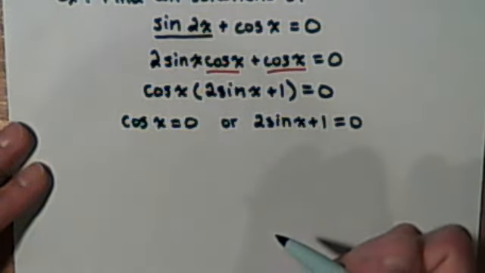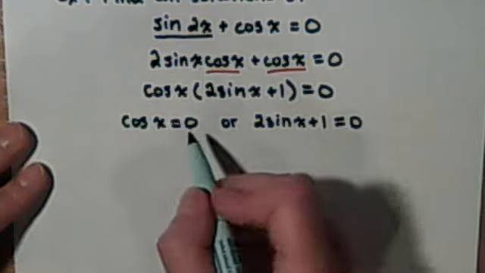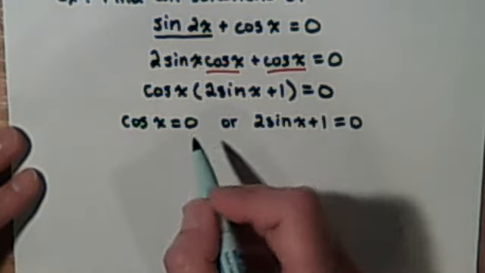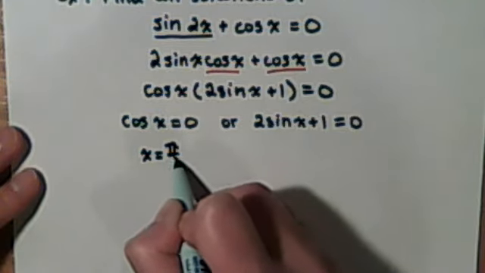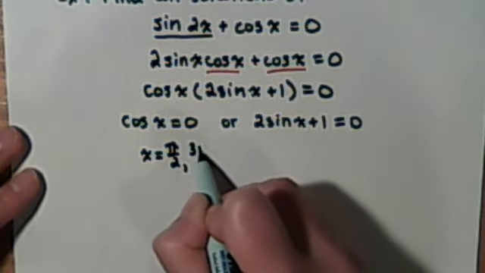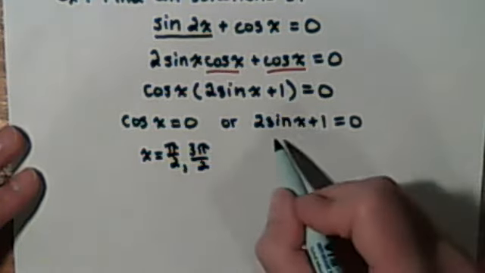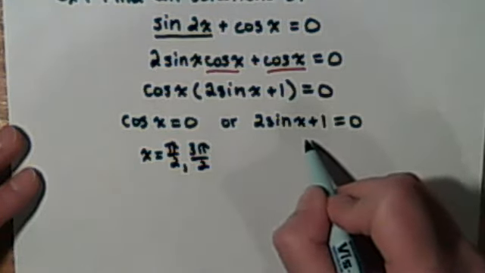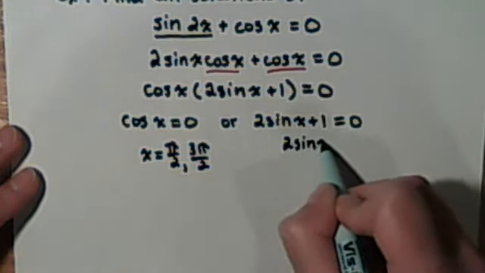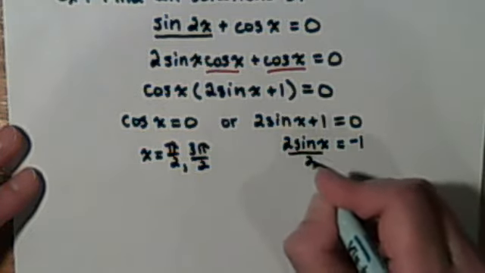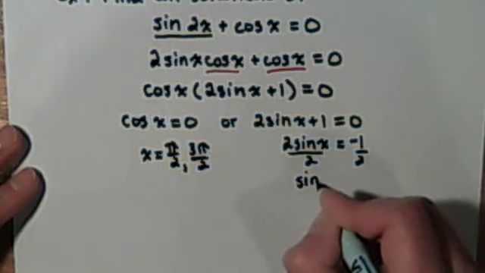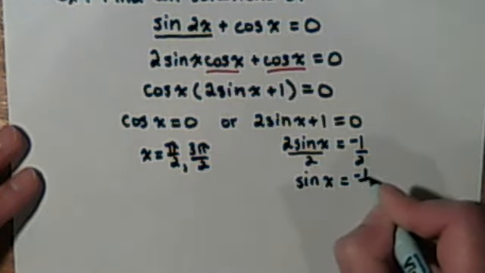Now, when does cosine of x equal 0? Well, again, there's two spots where it equals 0. That's at x equals pi over 2, or at 3 pi over 2. And what about 2 sine of x plus 1? Well, I need to solve that for sine first of all. So if I move the 1 over, I get 2 sine of x is equal to negative 1. If I divide both sides by 2, I get sine of x is equal to negative 1/2.